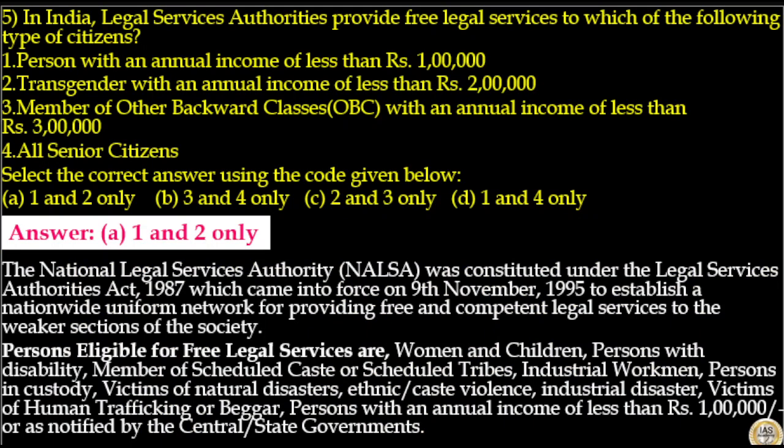The National Legal Services Authority was constituted under the Legal Services Authorities Act 1987, which came into force in 1995, to establish a nationwide uniform network for providing free and competent legal services to the weaker sections of society. Persons eligible for free legal services are women and children, persons with disability, members of Scheduled Castes or Scheduled Tribes, industrial workmen, persons in custody, victims of natural disasters or ethnic or caste violence or industrial disaster, victims of human trafficking or beggars, persons with an annual income of less than 1 lakh or as notified by the central or state government. So the answer to this question is option A, 1 and 2 are correct.